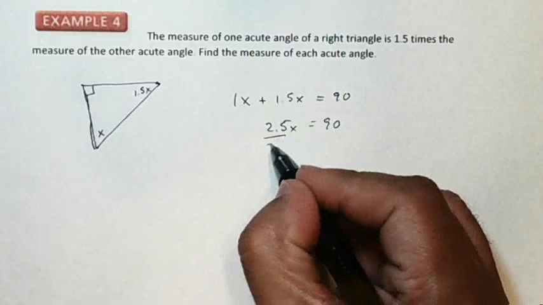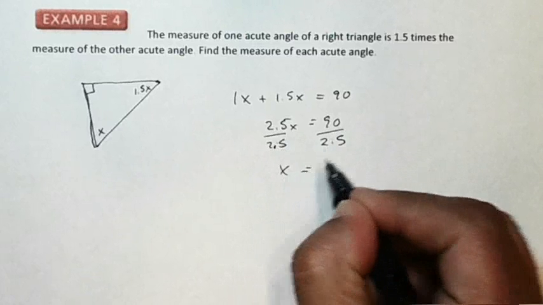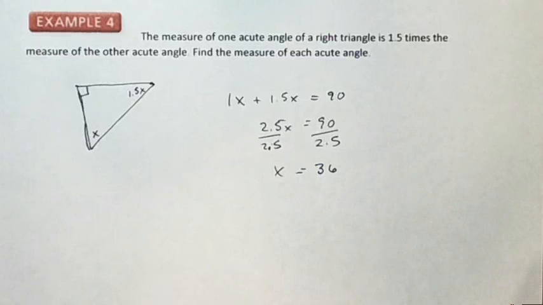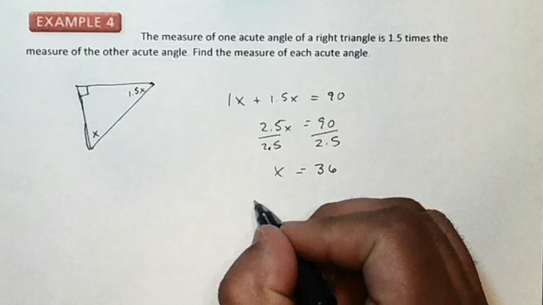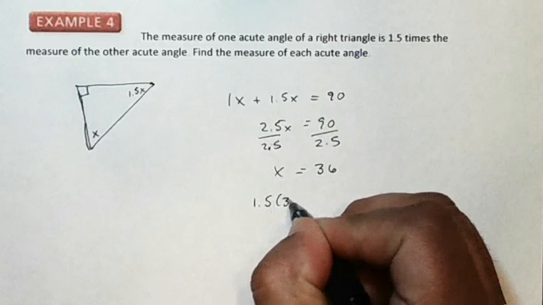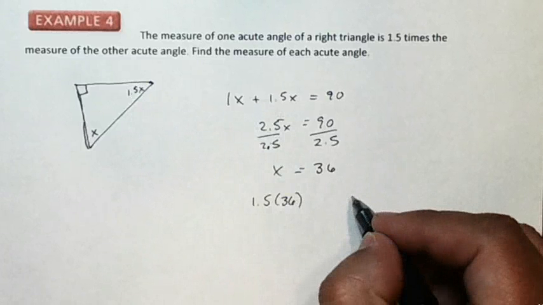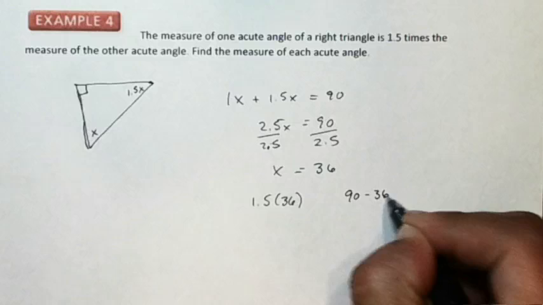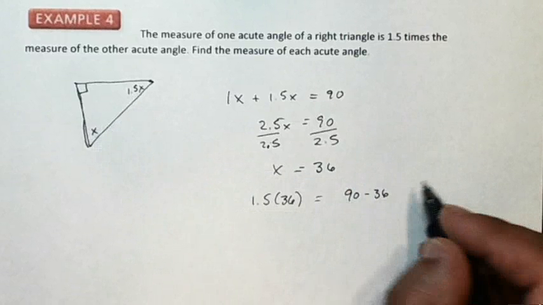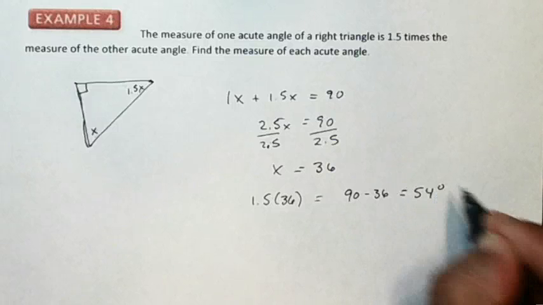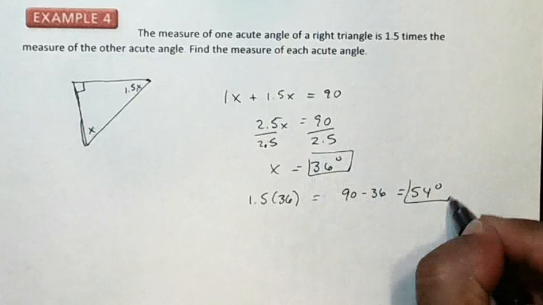And then I divide by 2.5. And that tells me that x is 36. And then for the other angle, we can do it one of two ways. We can either take 1.5 times 36, since this one is 1.5 times bigger, or we could also just do 90 minus 36 and say these two angles here are complementary. And either way, we get 54 degrees. All right, so those are my two angles, 36 degrees and 54 degrees.